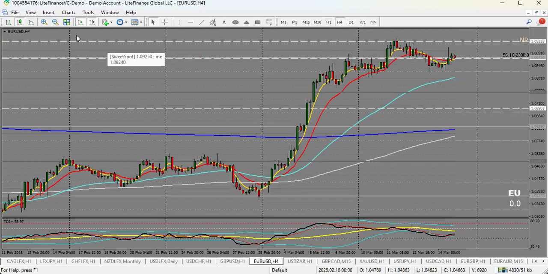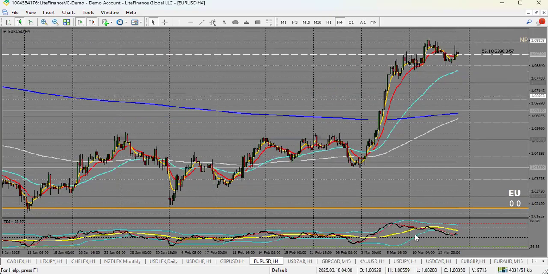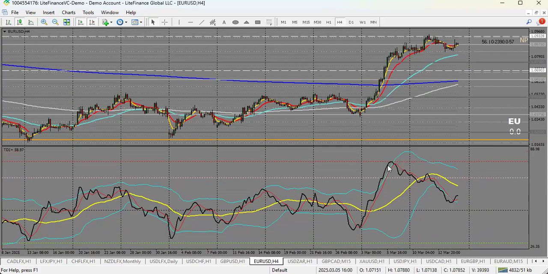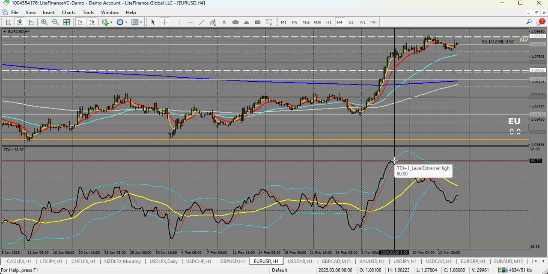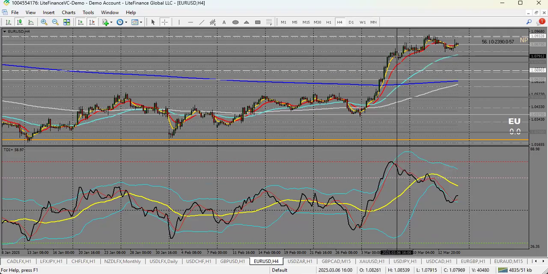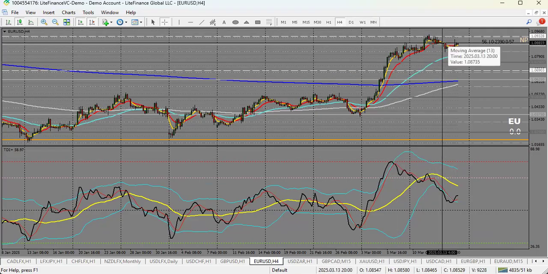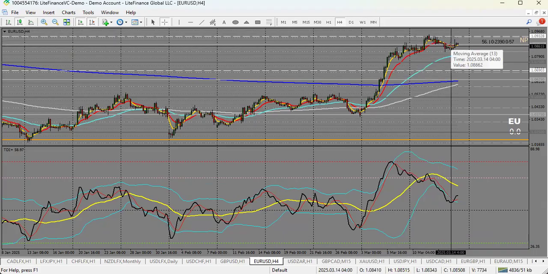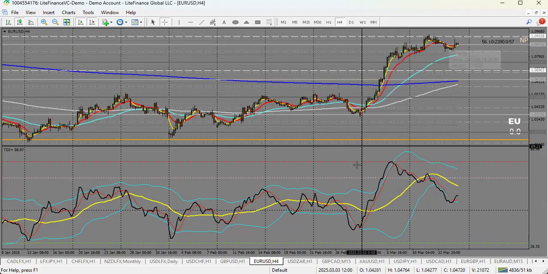And on the 4-hour, let us look at the TDI. So the TDI was at an extreme high level, and here it was at the extreme high level again, and this is a place where the market started consolidating, a price level where the market started consolidating.